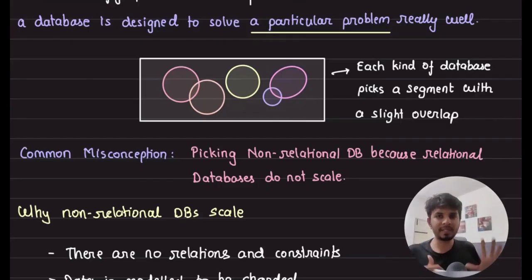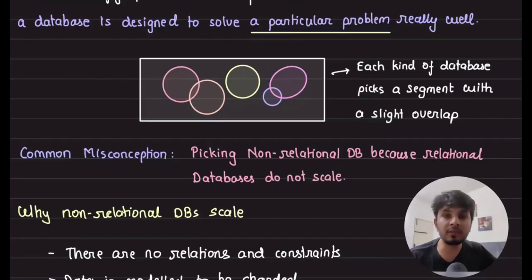Okay, there is a common misconception floating. It says that, hey, I'll pick a non-relational DB because relational databases don't scale. It's a very bad way. It's the worst justification for a design decision. No, I can give you 1,000 examples where relational databases have scaled brilliantly. I'll give you 2,000 examples where non-relational databases failed to scale, right? Because it's not as simple as this one singular statement.